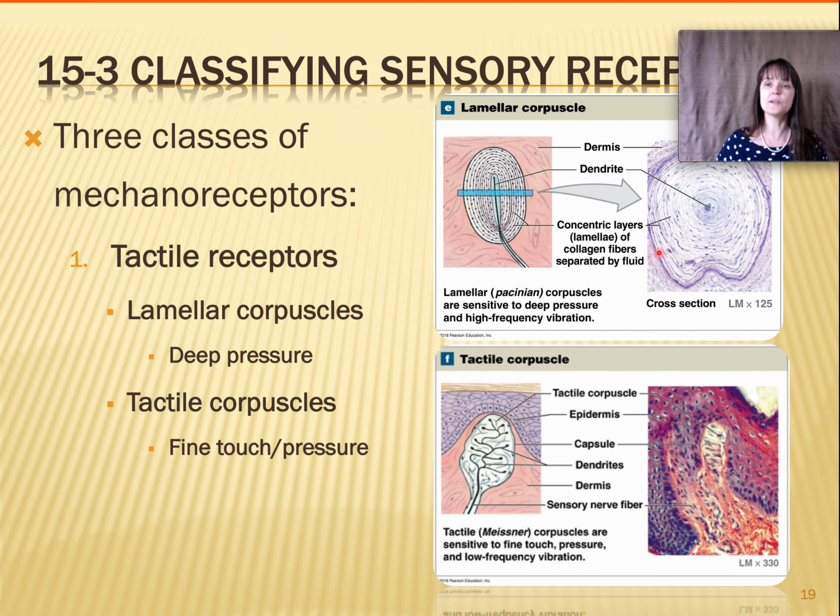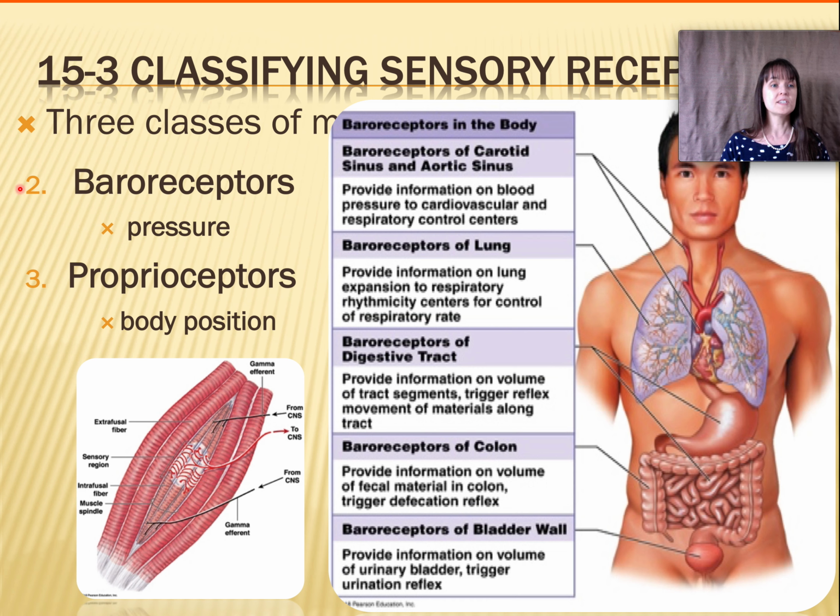And being in the deep dermis, you have to really get a deep pressure to activate those. Now, these tactile corpuscles, which used to be called Meissner's corpuscles, are in the dermal papilla close to the surface of the skin. They do fine touch and pressure. You just barely have to touch to activate those, to just squish them, just enough to open those mechanically gated ion channels. So touch is all about mechanically gated ion channels. So that was tactile receptors.